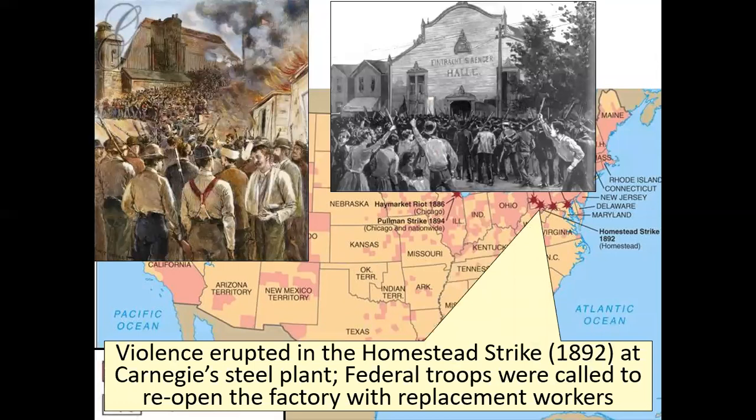We also got the Homestead strike in 1892 at Carnegie's steel plant. Remember, Carnegie treated his workers terribly. Federal troops were called in. So you get a situation where the military comes, breaks up this strike, and forces these people back to work. And when they don't want to go back to work, Carnegie just gets replacement workers. Like, all right, fine, you don't want to come back in, stay outside. I will just hire new people because they really want this money and this opportunity.